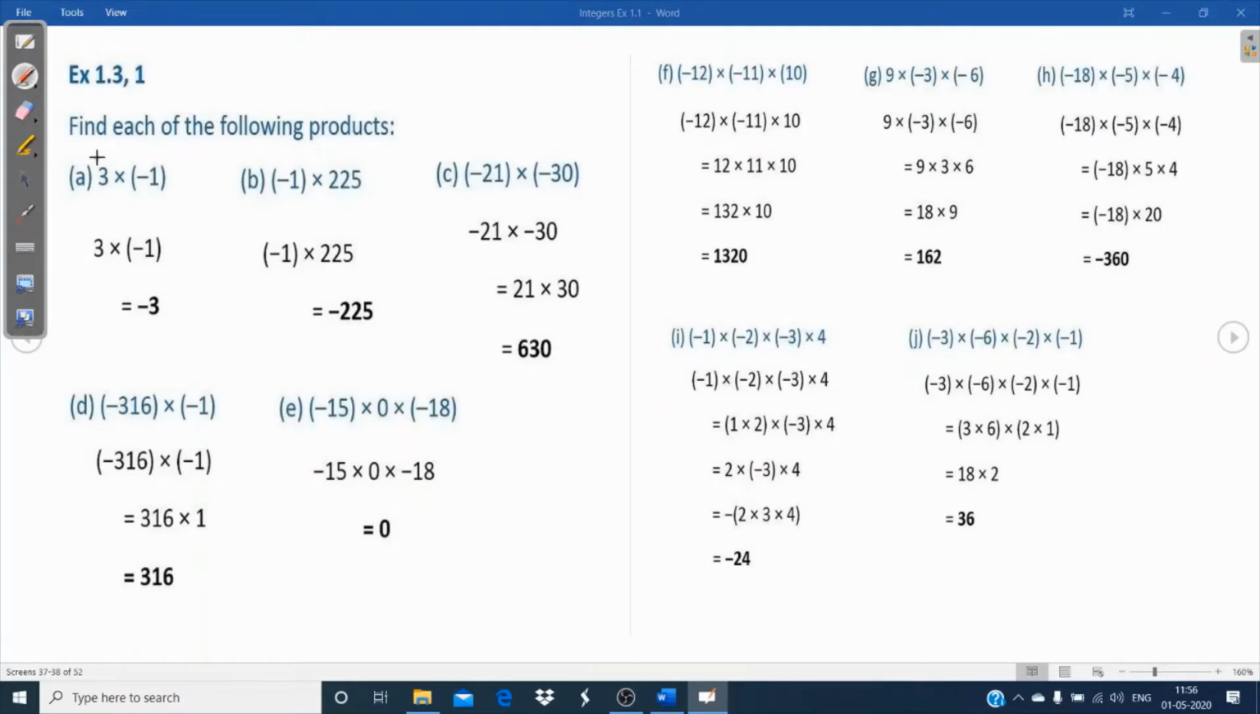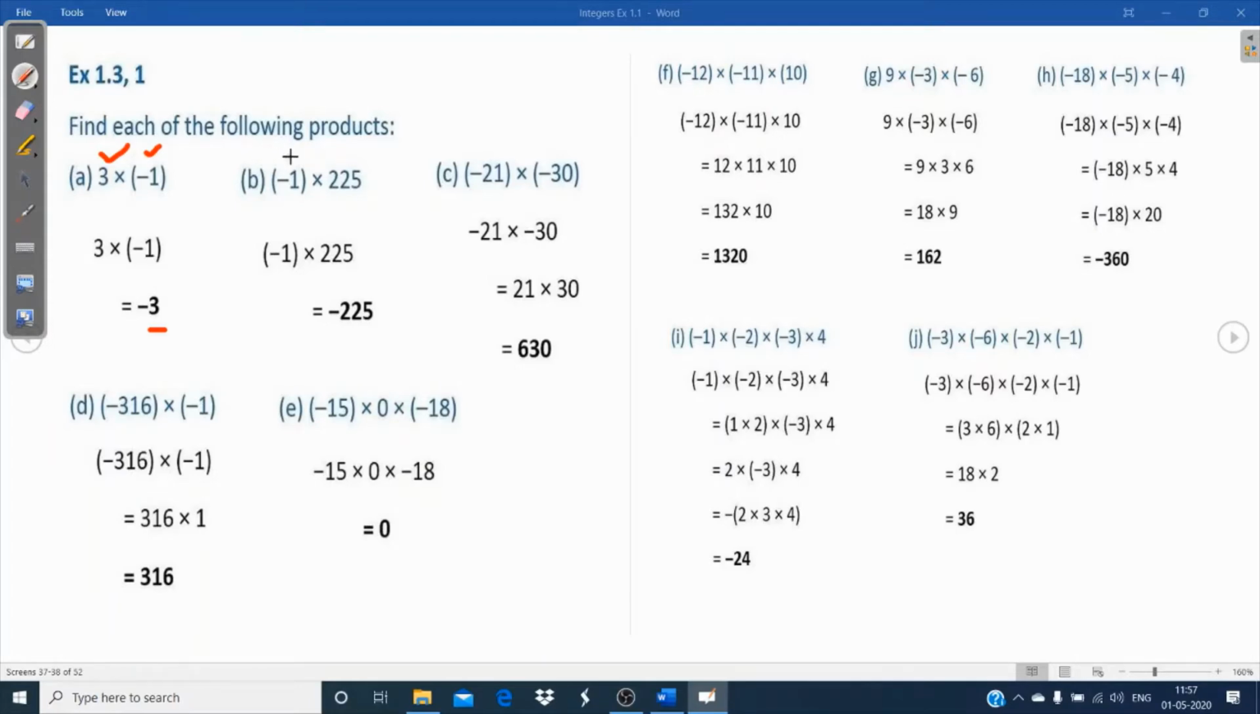Now first part, 3 multiplied by -1. Two integers are there, 3 and -1. So 3 ones are 3, and plus times minus sign. What will be the sign? Plus times minus will be minus.